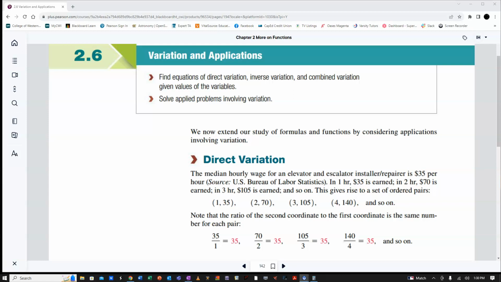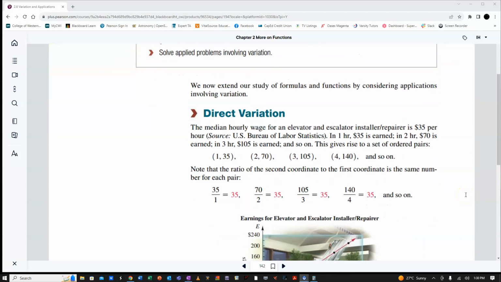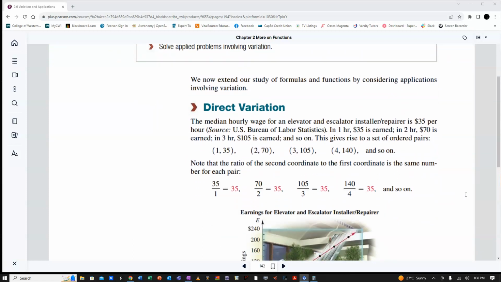Here in this example, the median hourly wage for an elevator and escalator installer/repairer is $35 per hour. That means that if they do a job and they work for 1 hour, they get paid $35. If they work 2 hours, they get paid $70. In 3 hours, it becomes $105, and so on.